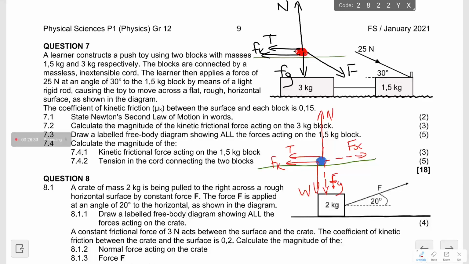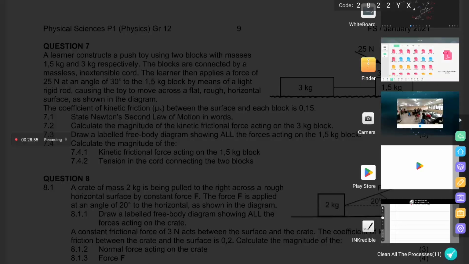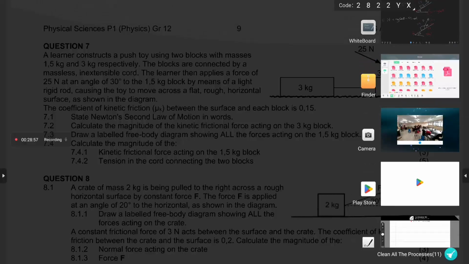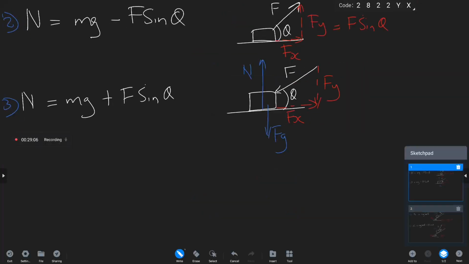Now let's consider 7.4.1, which says we should calculate the kinetic frictional force acting on the 1.5 kg block. Now, if you look at the 1.5 kg block, there is a pushing force of 25 newtons at an angle of 30 degrees to the horizontal. So let's consider the diagrams that we had before, or the situations, and see which one is applicable. I think that will be, according to this one, number 3, which we can clearly see that there is a push being applied.